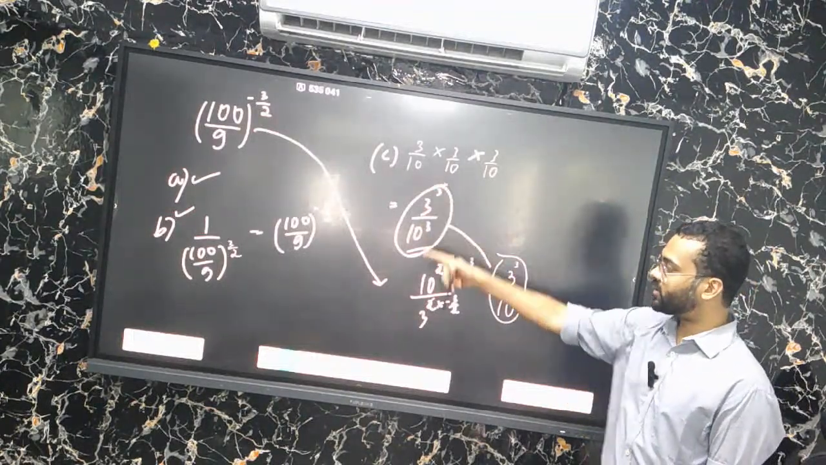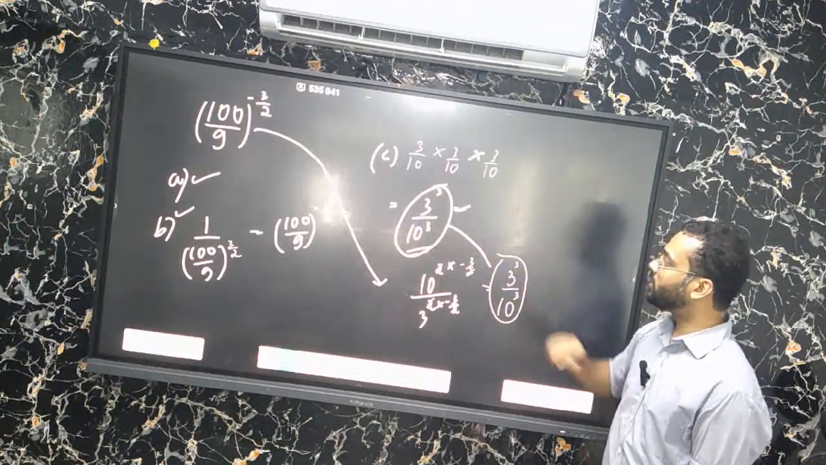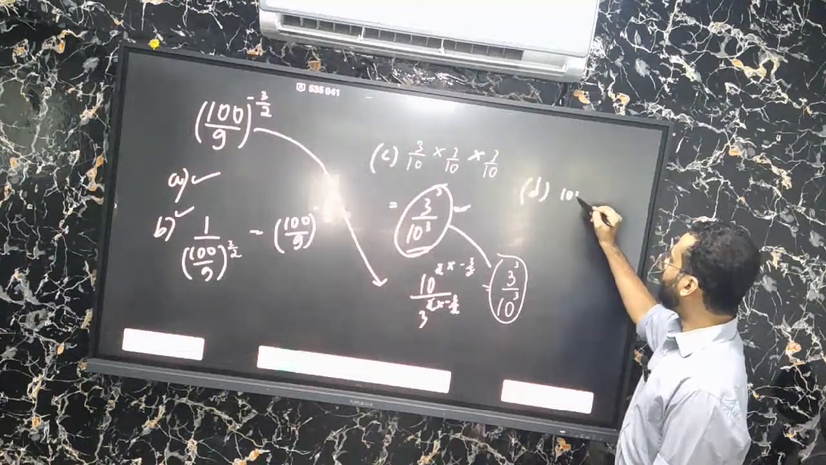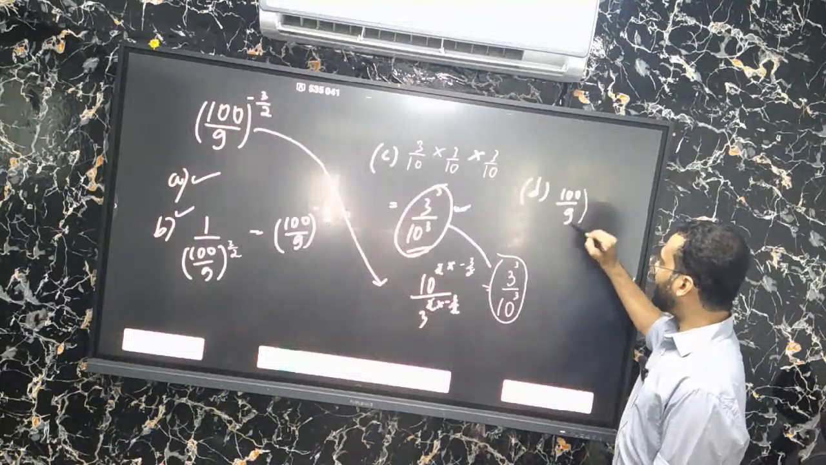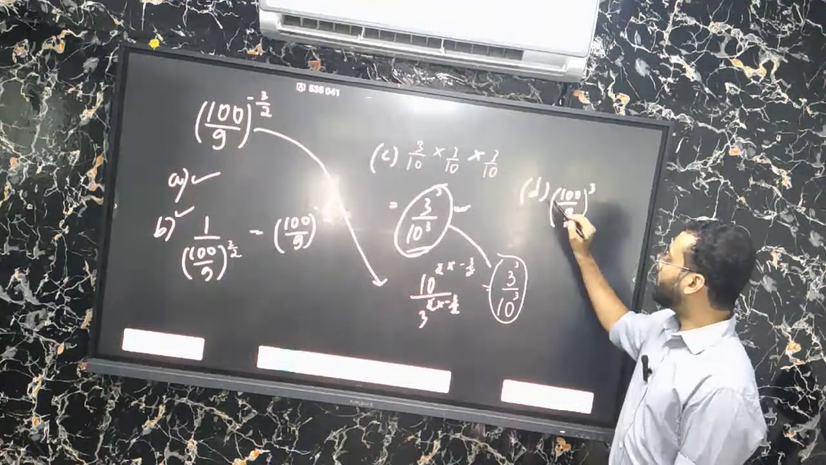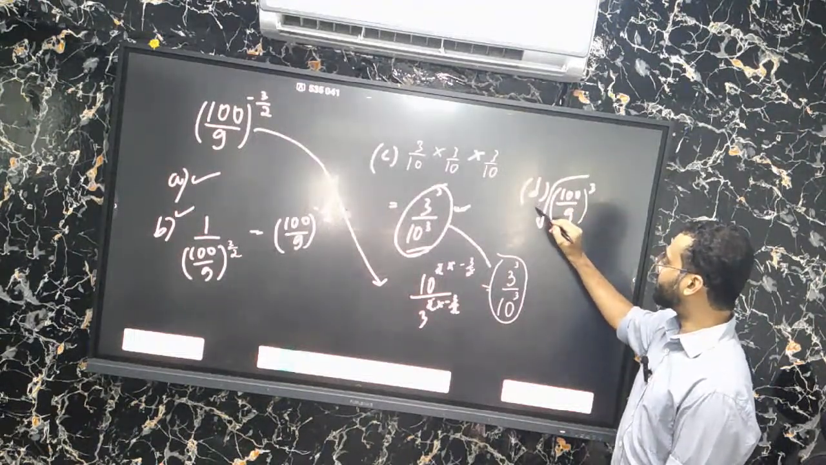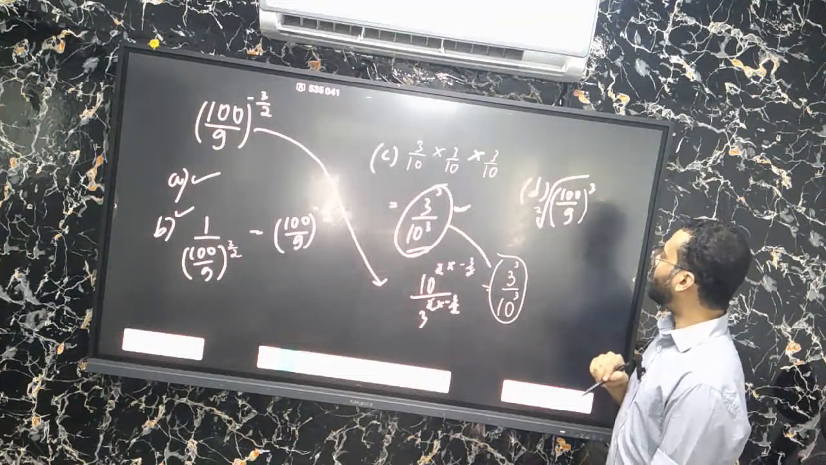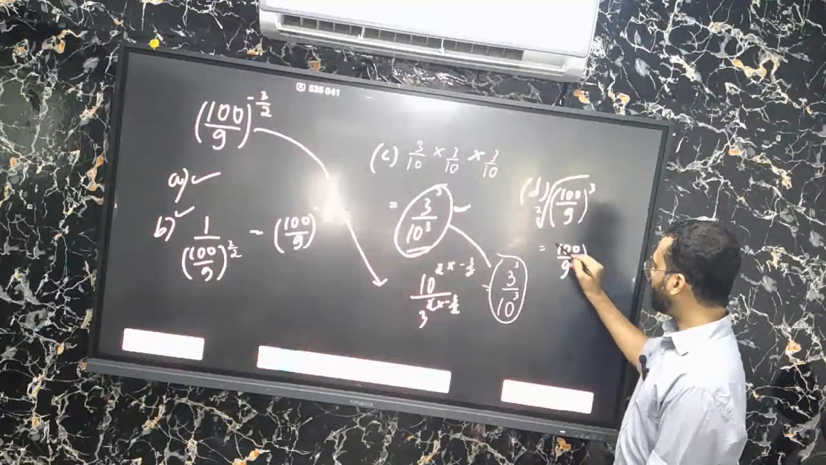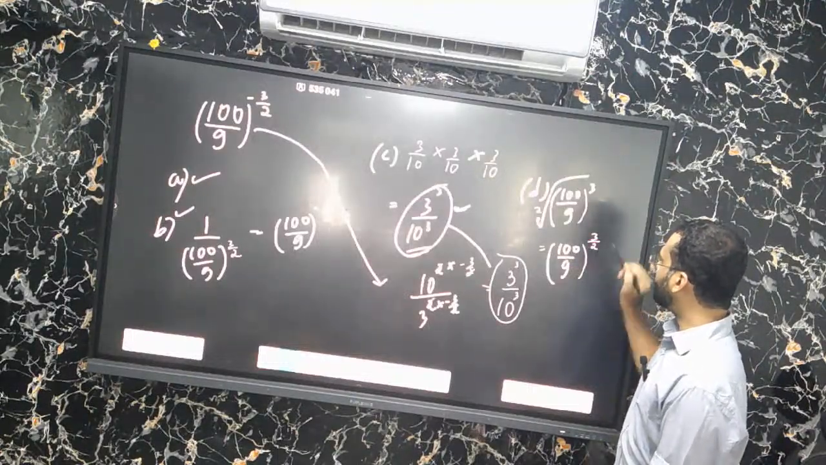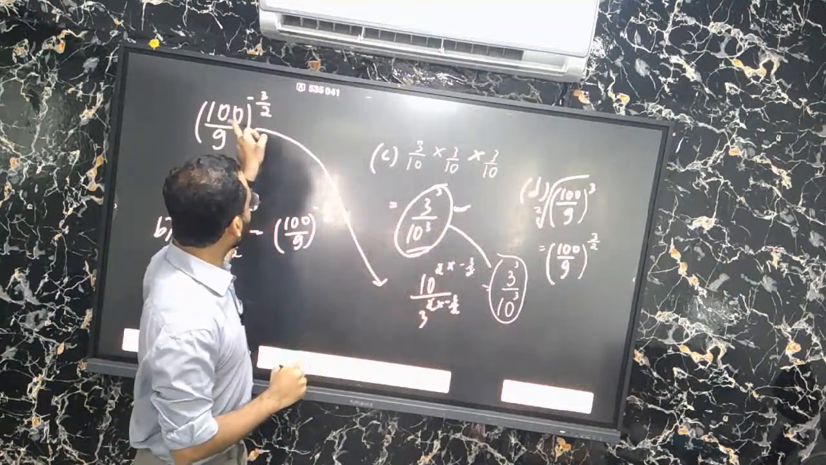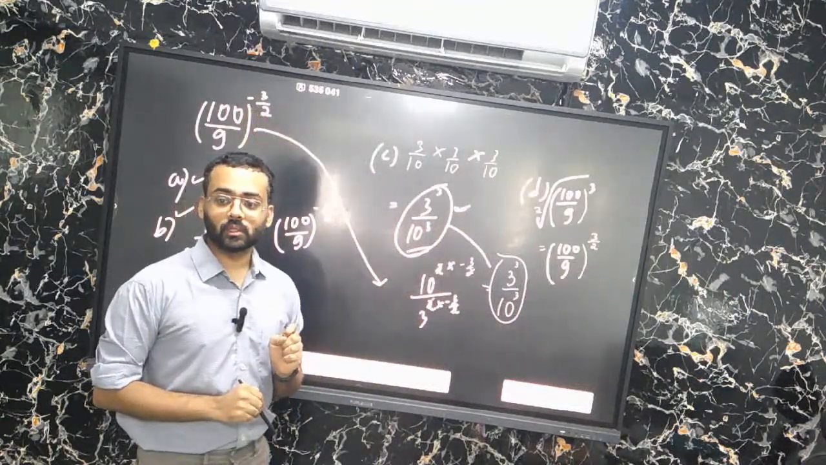Okay, I have simplified the question a little and brought it into this format. Now, what is option D? 100 by 9. Can I write it as a cube root? Because 100 by 9 into 100 by 9 into 100 by 9, square root of that is the square root of 100 by 9 cubed. So I have to write it as 100 by 9 to the power of 3 by 2. This is how it will be when I write it. But the question is what? 100 by 9 to the power of minus 3 by 2.